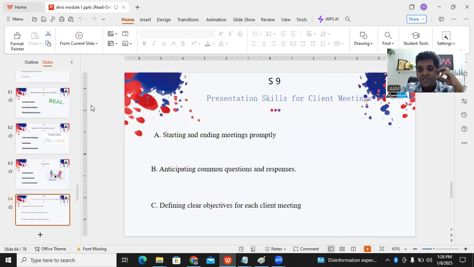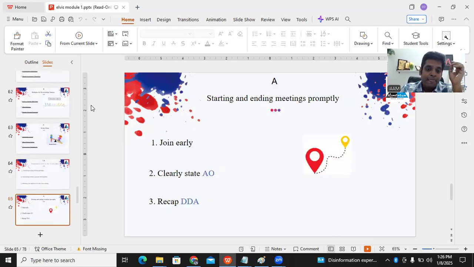So the ninth session was presentation skills for client meetings. So starting and ending the meetings, how do you start and end the meeting, anticipating common questions and responses, defining clear objectives for each client meeting. So whenever you have, this is specifically for meeting, join early, clearly state the agenda and the objective. AO is nothing but agenda and objective. Recap is DDA here, which is basically whatever has been discussed, whatever has been decided, and so this is now the action plan. Yes, so DDA is discussed, decided, and action plan.